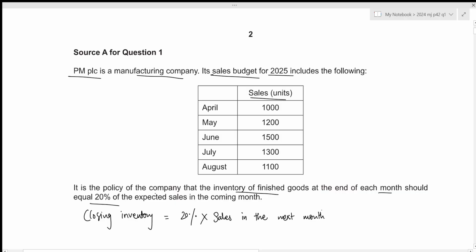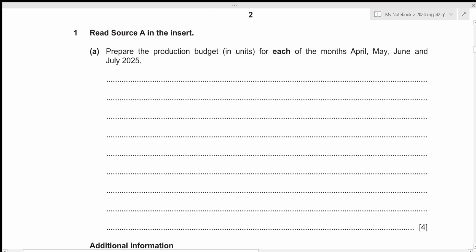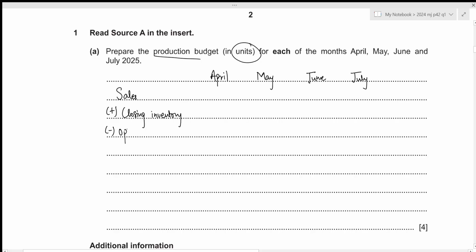Alright, let's take a look at our first question. We need to prepare the production budget in units for each of the months April, May, June, and July 2025. Alright, so we have April, May, June, and July. And we need to figure out the number of units to be produced within each of these 4 months. The formula is quite simple. We always start with the sales units. We then add the closing inventory. And subtract the opening inventory. And this will give us the production units.